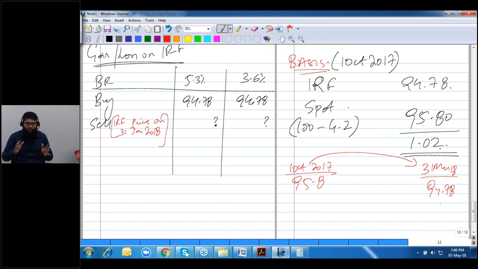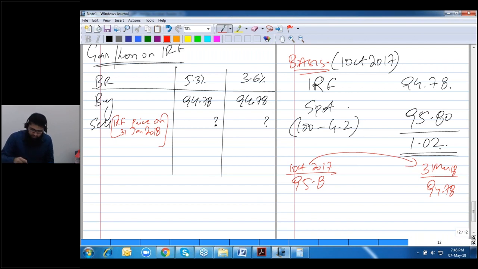Now, what exactly do we mean by this basis and all? This interest rate future, whose price is actually 94.78, is indicating that on 31st March 2018, the market is expecting the spot rate to become 94.78. So the interest rate future of 94.78 is indicating that the market is expecting that on 31st March 2018, the price of the spot rate is going to be 94.78.